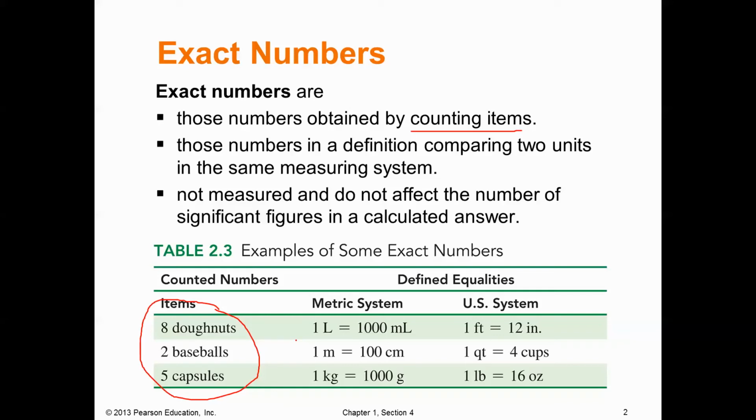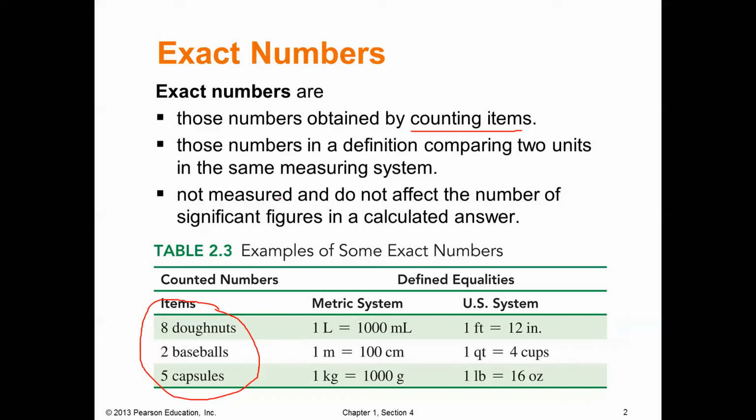And these pop up in chemistry classes. Some examples would be, for instance, particles in atoms are oftentimes exact. So an atom might have 13 electrons or 6 protons. Those are actually exact numbers. And similarly, we see exact numbers in balanced chemical equations as the coefficients, and we'll be talking more about those later in the quarter. So they do pop up.